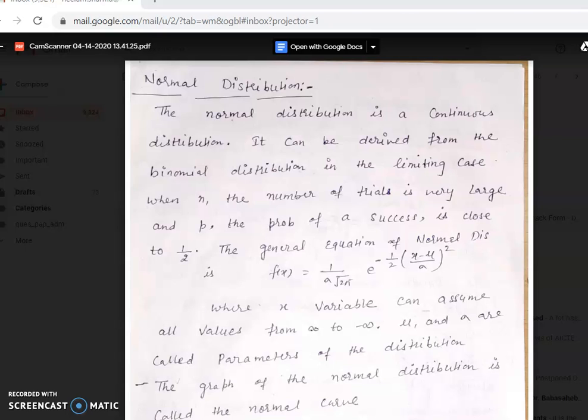Normal distribution is a continuous distribution and we can derive it from the binomial distribution in limiting form when n, the number of trials, is very large and the probability p of a success is close to 1/2. This is the general formula of the normal distribution: f(x) equals 1 upon sigma root 2 pi, e to the power minus 1/2 ((x minus mu) upon sigma) whole squared, where mu is the mean and sigma is the standard deviation.